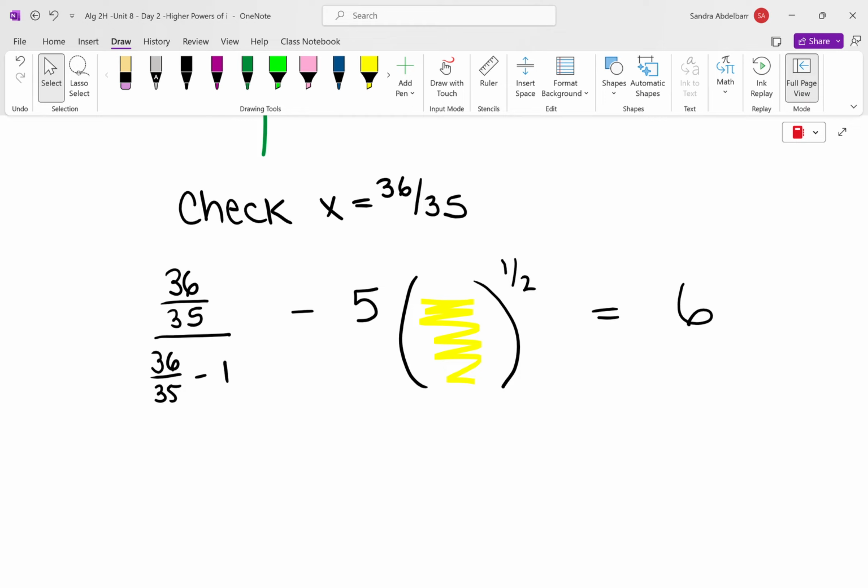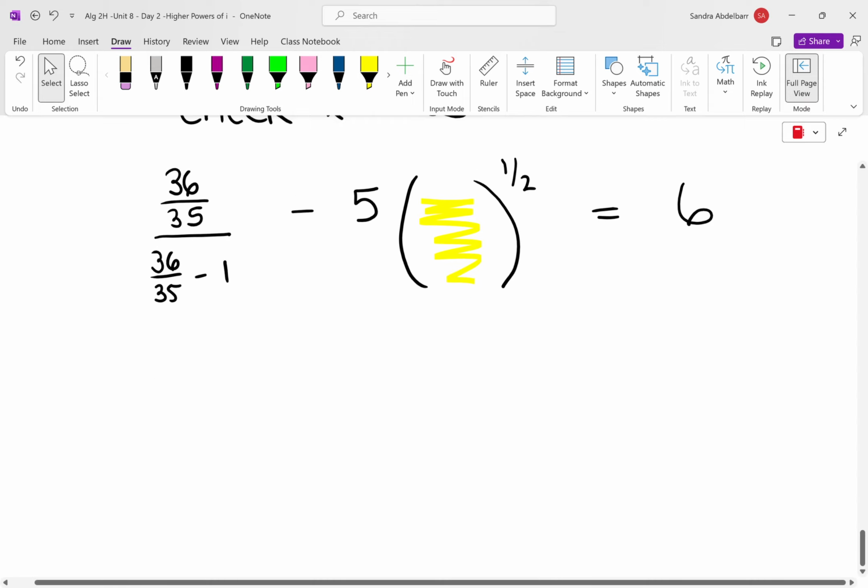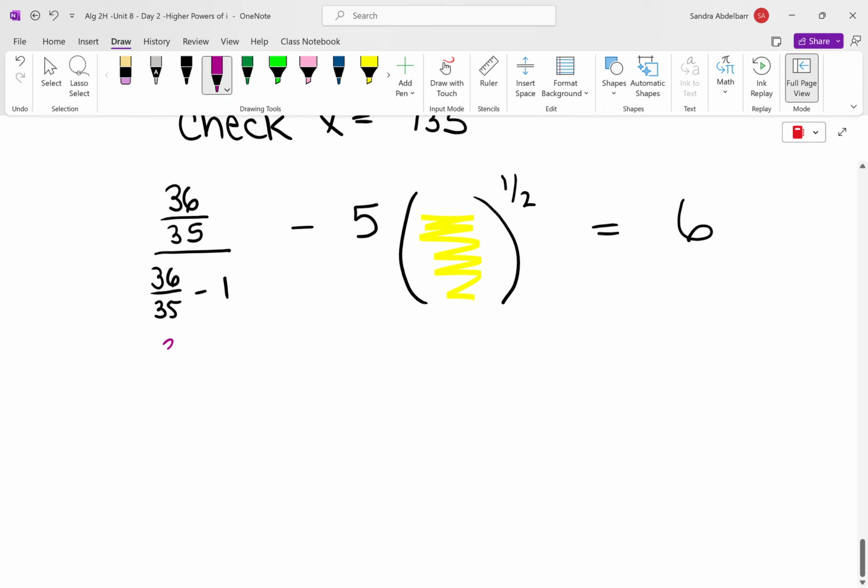Couldn't you just make the 1 a 35 and a 35? I said that's the long way. We can absolutely do that. How many people would have done that? Made the 1 35 over 35 and then simplified from there? How many people would have treated it complex? Okay, we'll do it the longer way.